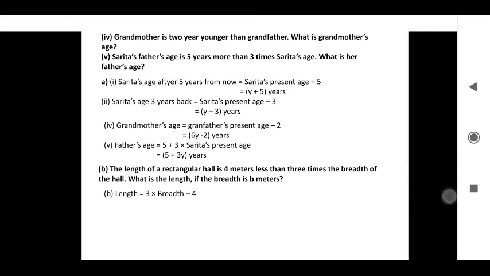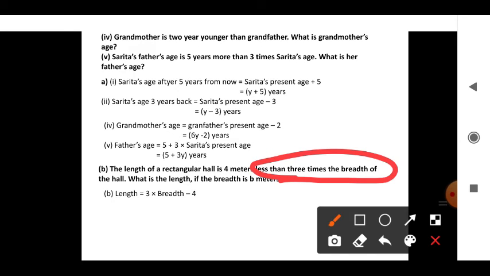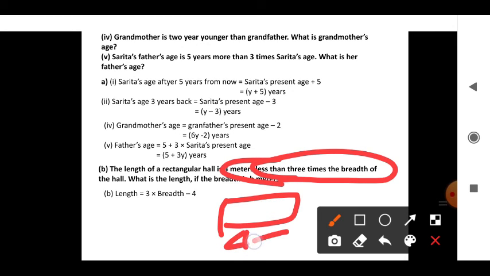See, here the length of a rectangle hall is 4 meters less than 3 times the breadth of the hall. This is the most important part. 4 meters less than the 3 times the breadth of the hall.